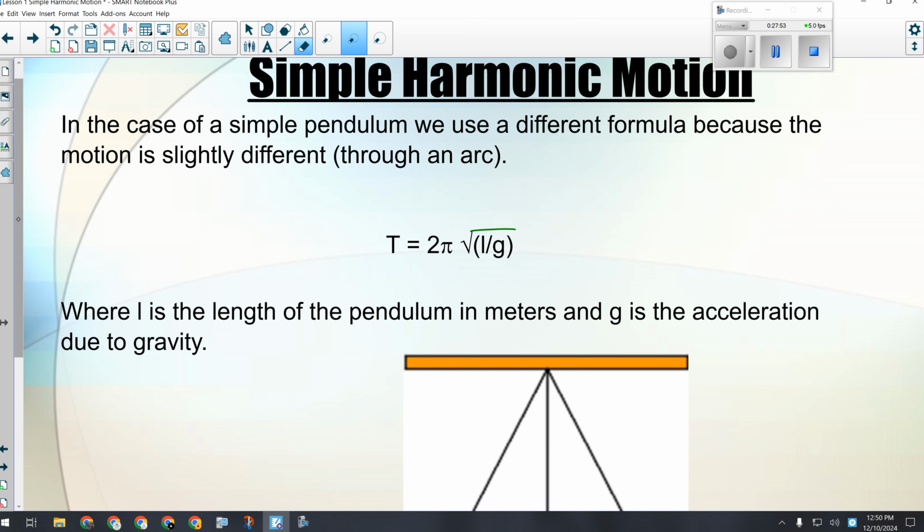What's the name for the mass on the end of a pendulum? Anyone know what the name of the mass on the end of a pendulum is? Bob. I kid you not. The name we give the mass on the end of a pendulum is Bob. It's the pendulum bob. I don't know why that is.